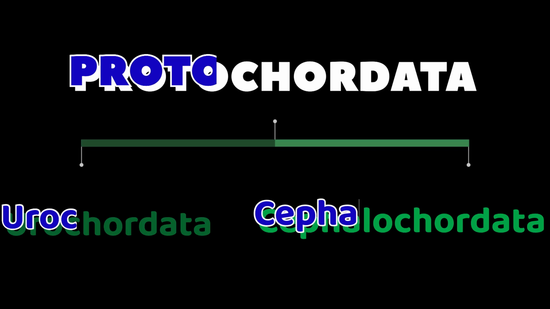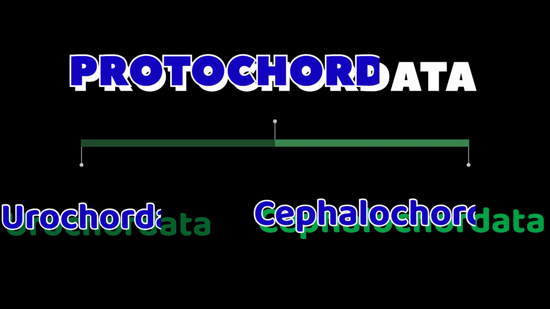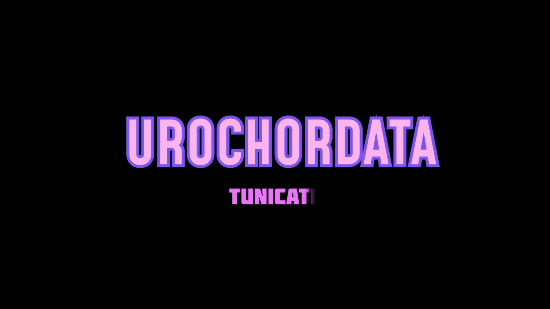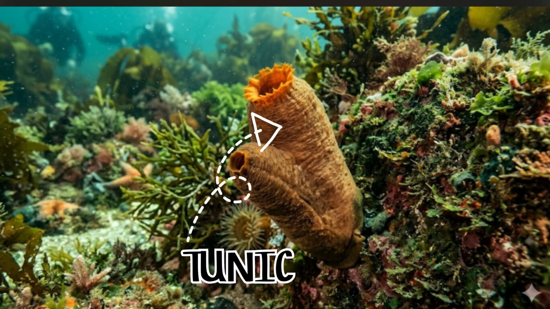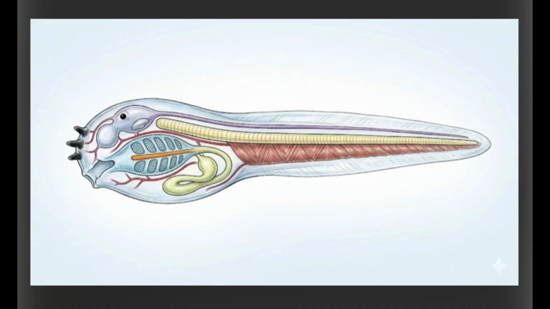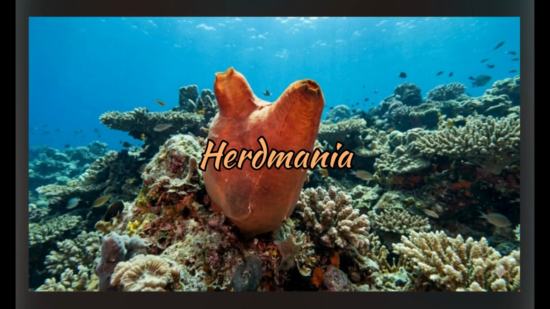Protochordata is further classified into Urochordata and Cephalochordata. Urochordata or tunicata, often called sea squirts. Body is encased in leathery cellulose-like covering called tunic. They undergo retrogressive metamorphosis where free-swimming larvae possess a well-developed notochord and tail which degenerates when they mature into sessile adults. Examples include herdmania, ascidia, etc.